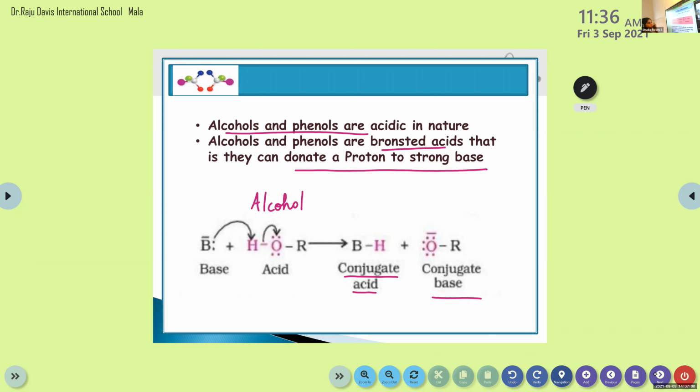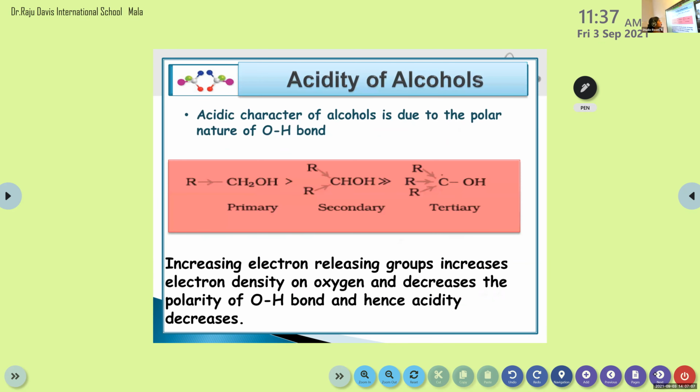Then we are moving to the acidity of alcohols. How this acidity of alcohols is varied in each case. So we know that this acidic character of alcohol is due to the polar nature of the OH bond, along with their ability to donate H plus ions. This polar nature of the OH bond is also considered.